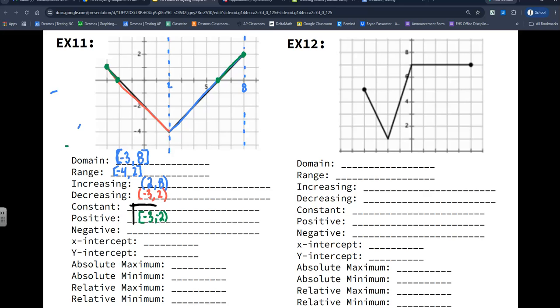And then over here, what is the domain for this other green part? 6 to 8. Yeah. So 6 to 8. So we will put the U right here to show we got more than one place. And we're going to use a parentheses with our 6 because it's on the x-axis. And then we'll use 8 with a bracket. Okay?